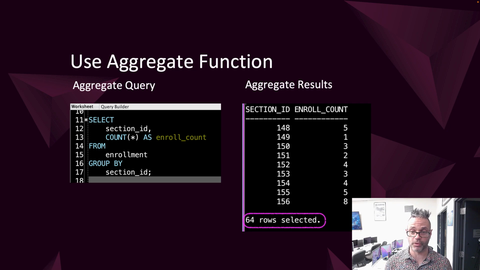So those 64 rows that I have selected are the same 64, but now I know the why, because the count tells me there are 8 in 156 and 5 in 155, but there's only 1 in 149. So I can see why there are 64 different rows out of the 226 actual values that were originally inside the original query. So I can use an aggregate function to get real information that I can use as a human to understand the data that's inside the table.